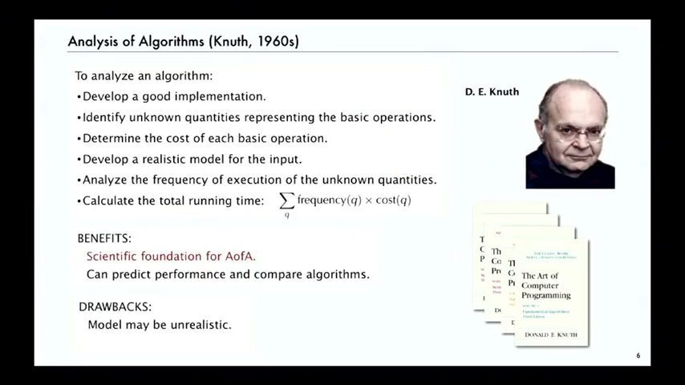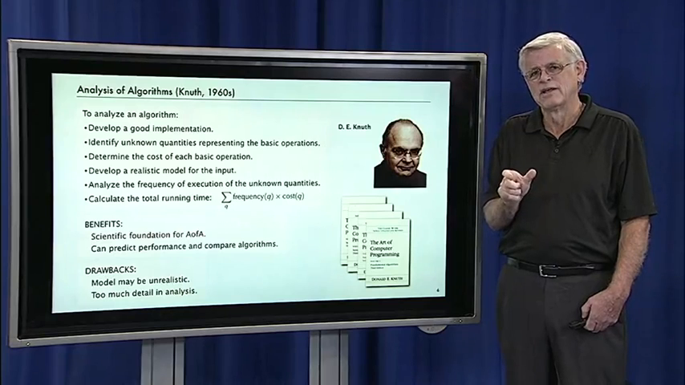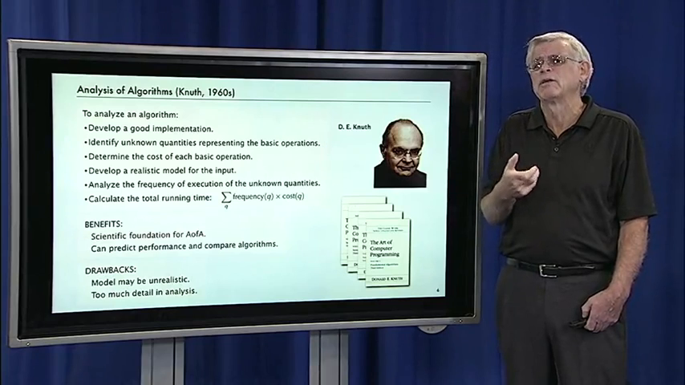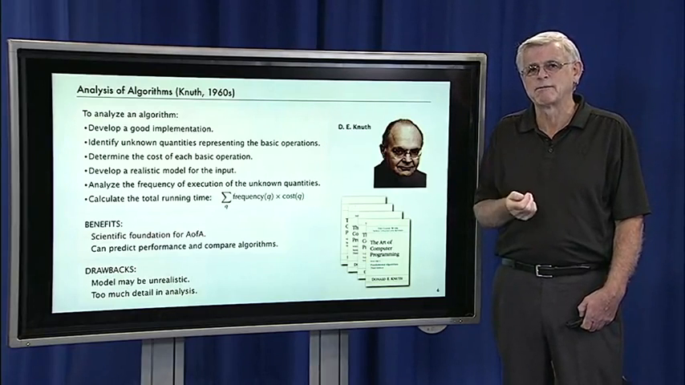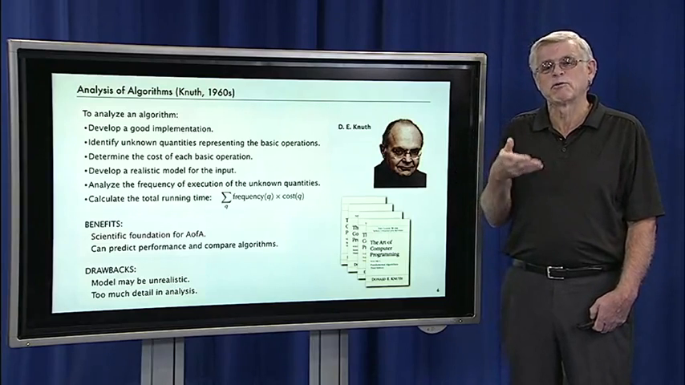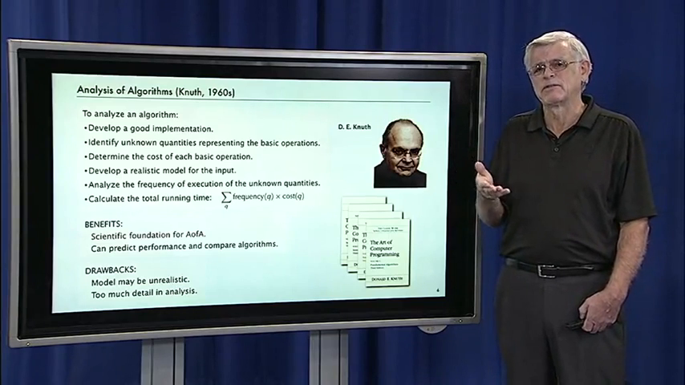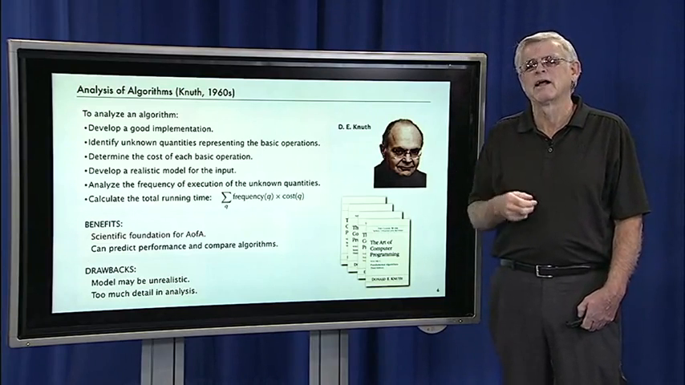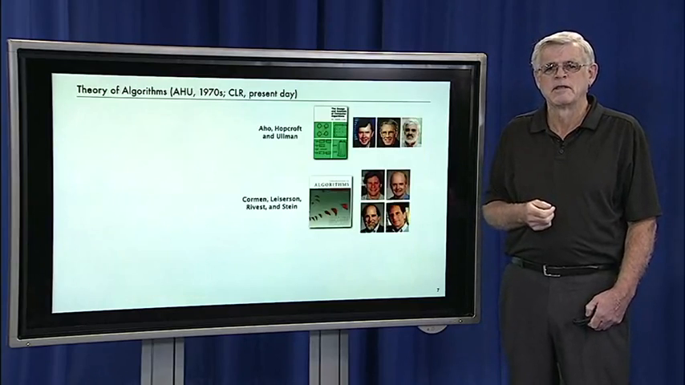The first drawback is the input model might be unrealistic, and that's certainly still a problem that plagues people today. And the second drawback is that there might be too much detail in this analysis, and that is a bigger problem that we try to address with analytic combinatorics. So that'll be a theme that we'll come back to often in this course: how do we suppress detail while still getting accurate results.